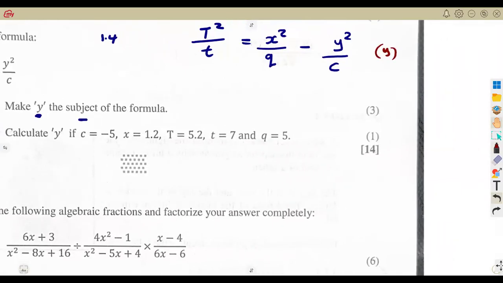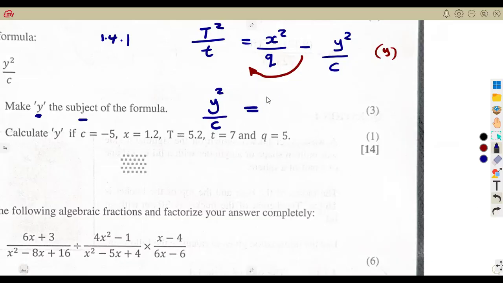We can easily make y the subject of the formula in this case, because the part that we have is in the numerator and it's a single term. So it's easier for us to make y the subject. Let's first make this a positive term. We are going to take it to the left-hand side, so that is going to be y squared over c. The moment we transpose to the other side, it becomes positive.